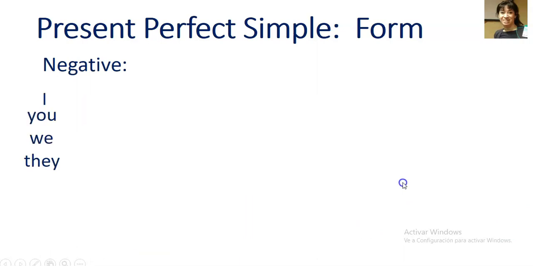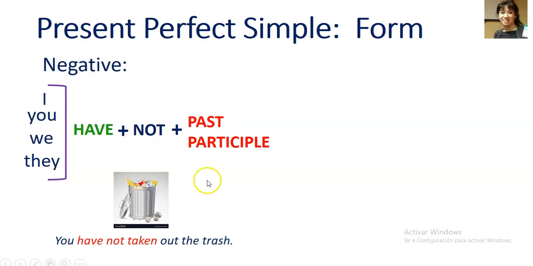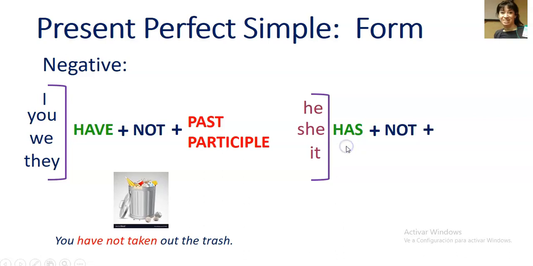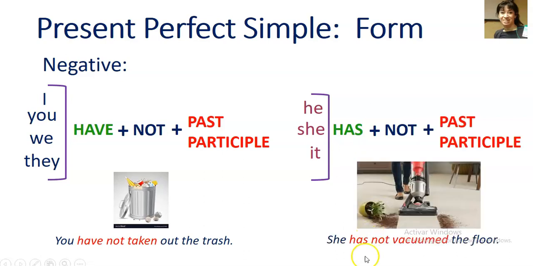In the negative, I, you, we, and they is followed by have again, but we are going to add the adverb of negation not plus the past participle. Example, you have not taken out the trash. He, she, and it is going to be followed by has plus not plus past participle. For example, she has not vacuumed the floor.